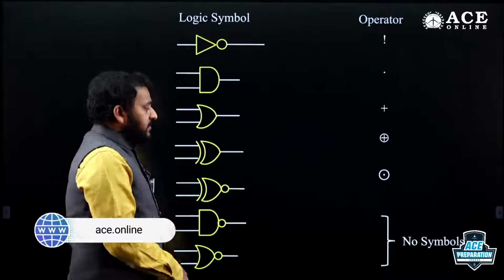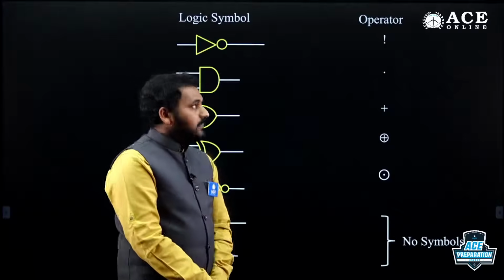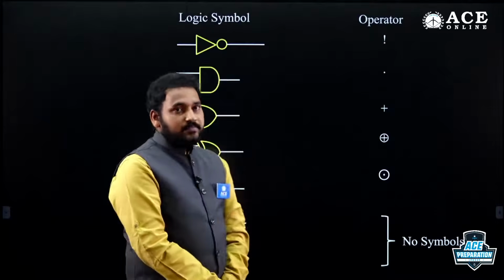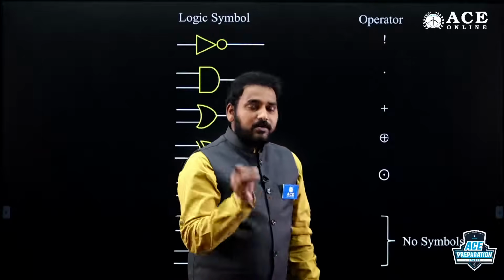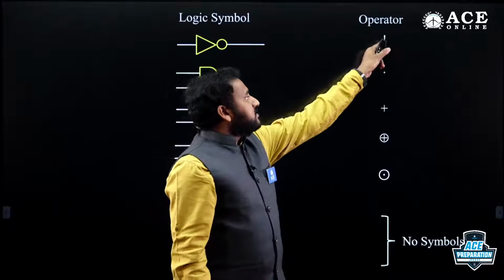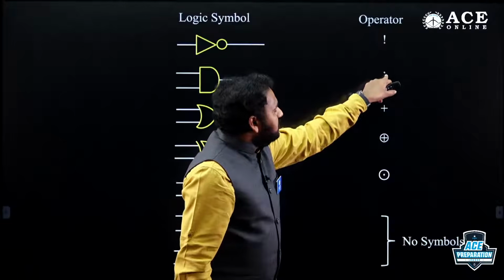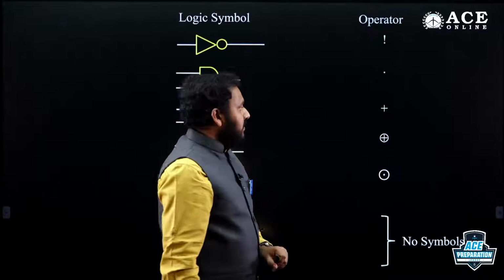Yeah, coming to the topic. See guys, logic symbols and their operators. This is generally called an exclamation mark. From the operator point of view, we are using the exclamation mark for the NOT operation. I think you can see this dot is generally preferred for the AND operation, and the plus sign is for the OR operation.